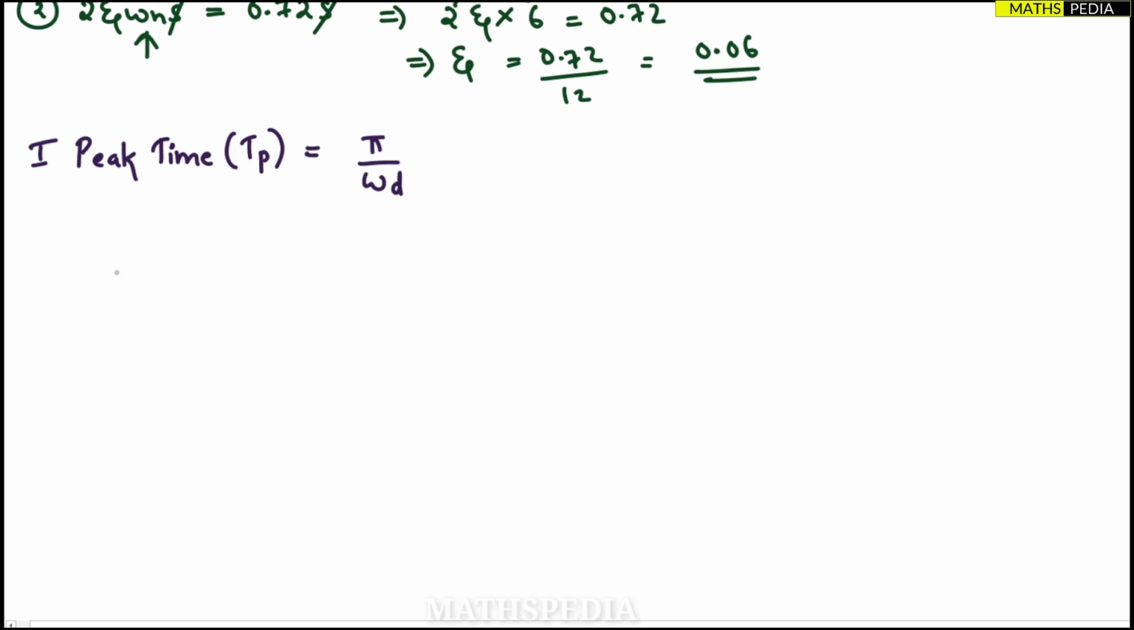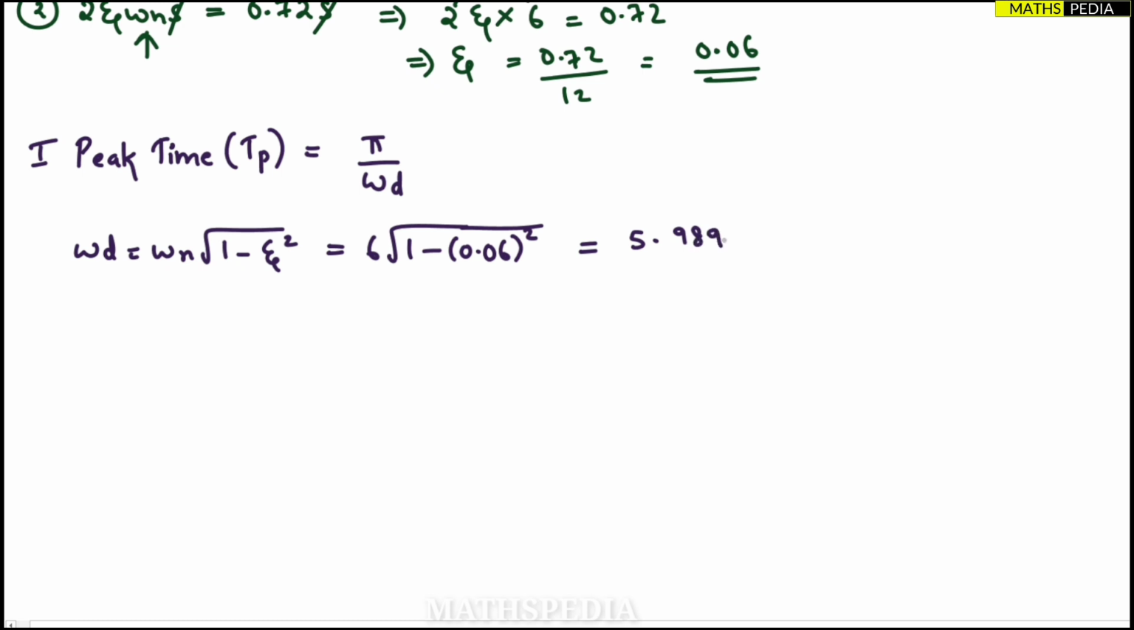We have the formula for omega d, which is equal to omega n into square root of 1 minus zeta square. Can we substitute the values? Omega n value we know, it is 6. We just got it. So 6 into square root of 1 minus zeta square, where zeta is 0.06. This value we also got. When you substitute in the calculator, you'll get 5.9891 radian per second, the same unit as omega n.